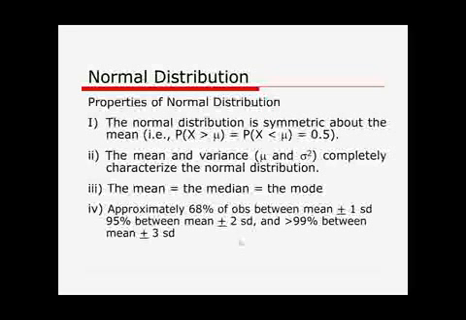Now, it turns out for a normal distribution, about 68% of the values fall between the mean plus or minus 1 standard deviation. This is true for all normal distributions. About 95% of the values fall between the mean plus or minus 2 standard deviations, and almost everybody is between the mean plus or minus 3 standard deviations.